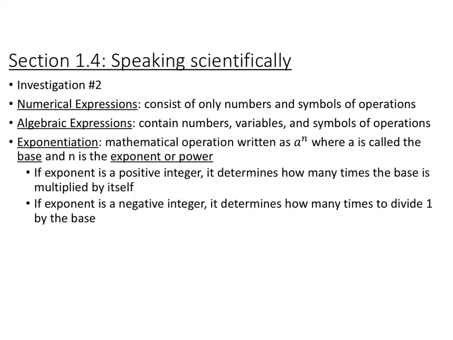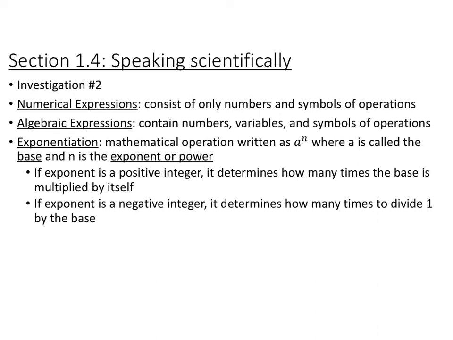Section 1.4 is speaking scientifically, where we're going to be talking about scientific notation and exponents. So here's some vocab. Numerical expressions only contain numbers and symbols of operations, versus algebraic expressions, which can contain variables in addition to the numbers and the symbols of operation.